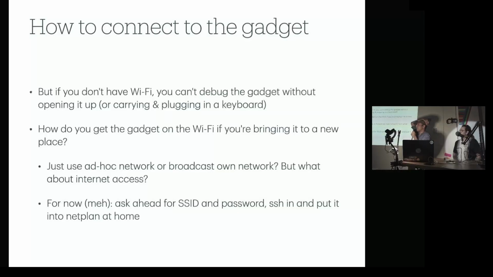Basically the big question is, okay, you take the Gadget to a new place, like a new coffee shop, your friend's house, whatever. How do you get it on the Wi-Fi? Do you type it in ahead of time? Does it have an ad hoc network that you connect to on your laptop? Maybe you scan the QR code? That's a pretty good option.